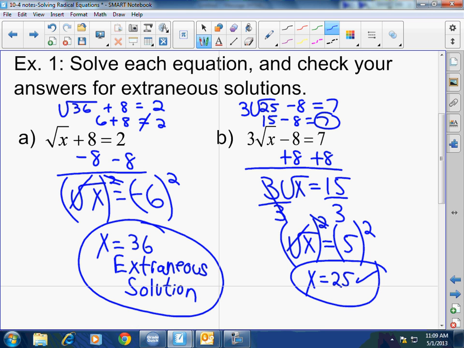Sir. Just leave it like that. That's it. If it's extraneous, you must label extraneous. If not, and you just leave x equals 25, for example, here, the reader knows that works. Sir. I'm sorry, come again?